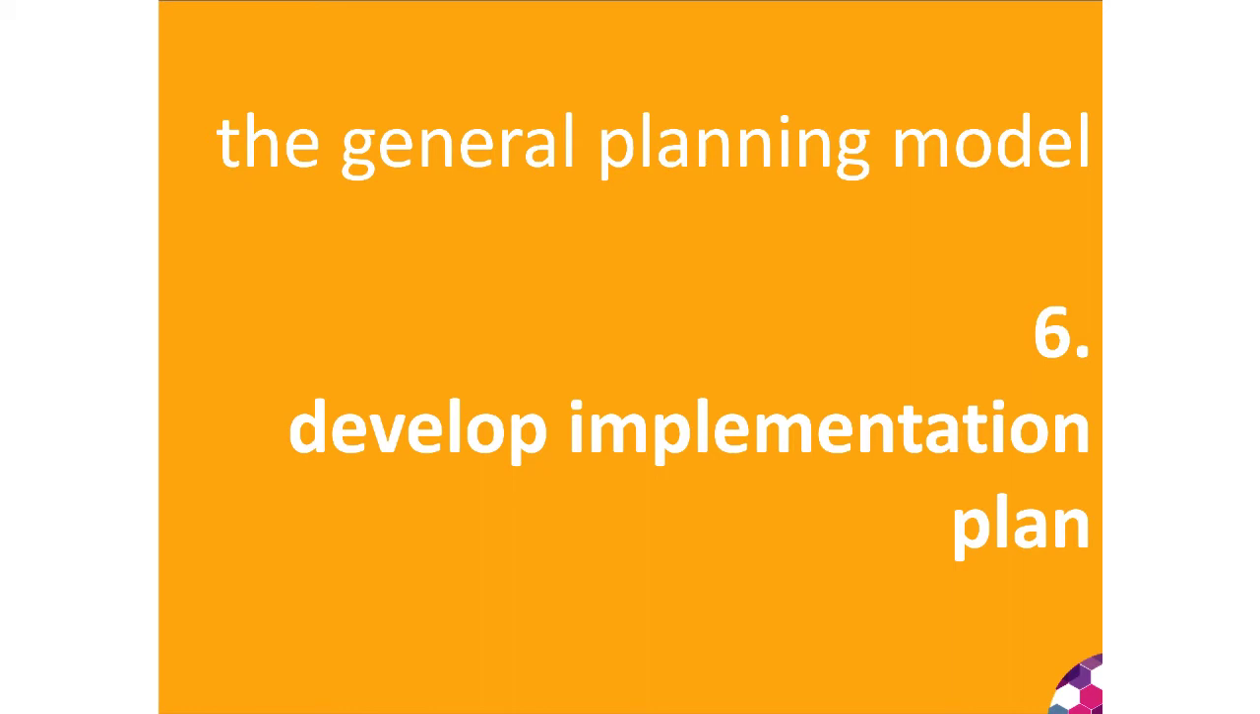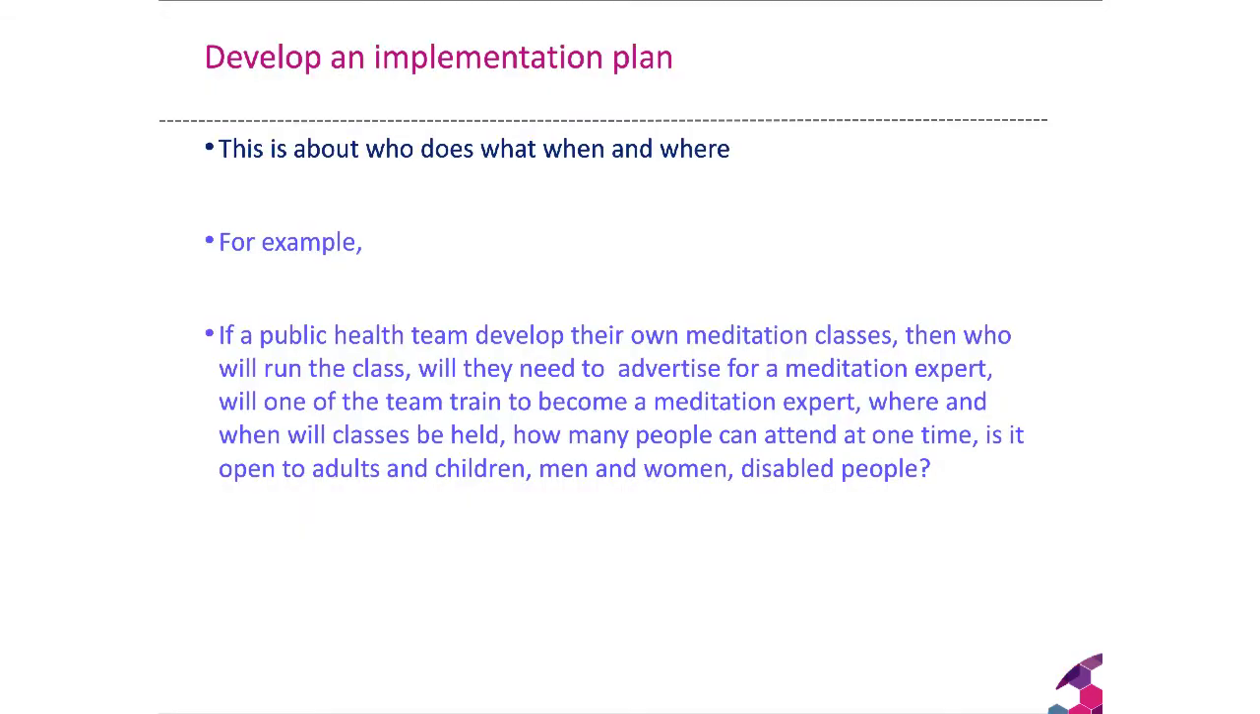Step 6 is developing the implementation plan. So this is about who does what, when and where. For example, if a public health team develop their own meditation classes, then who will run the class? Will they need to advertise for a meditation expert? Will one of the team train to become a meditation expert?